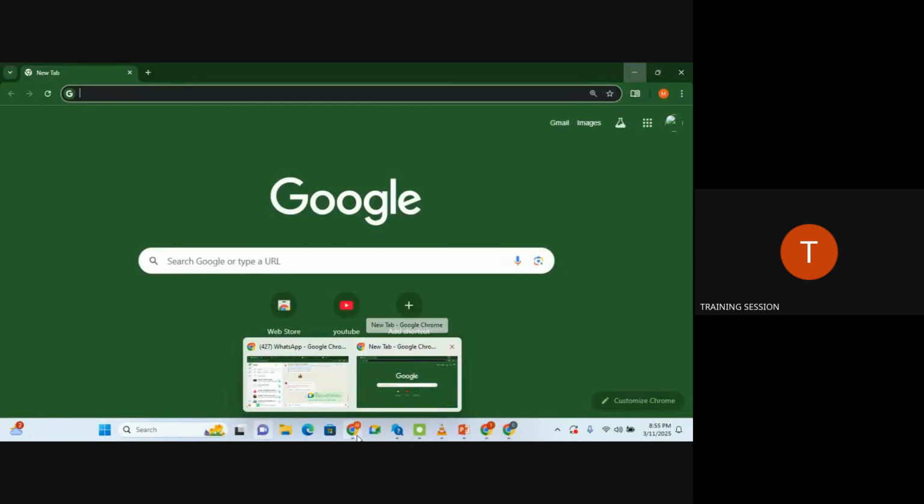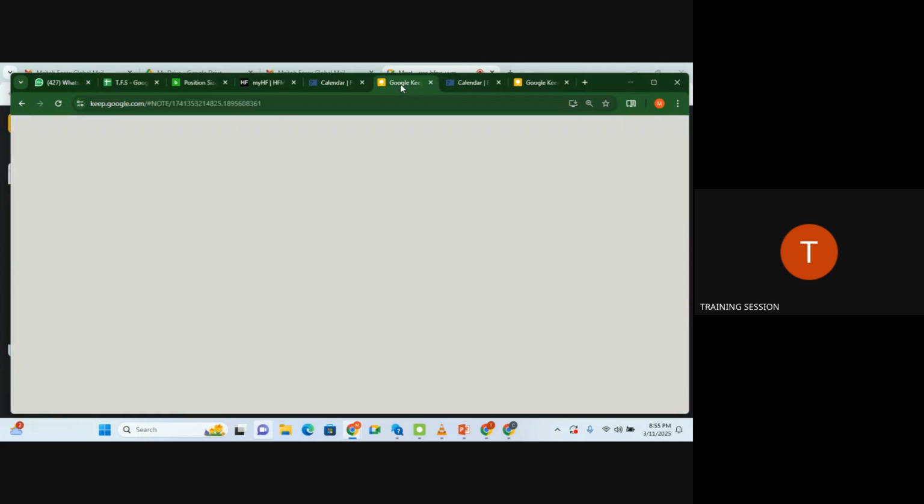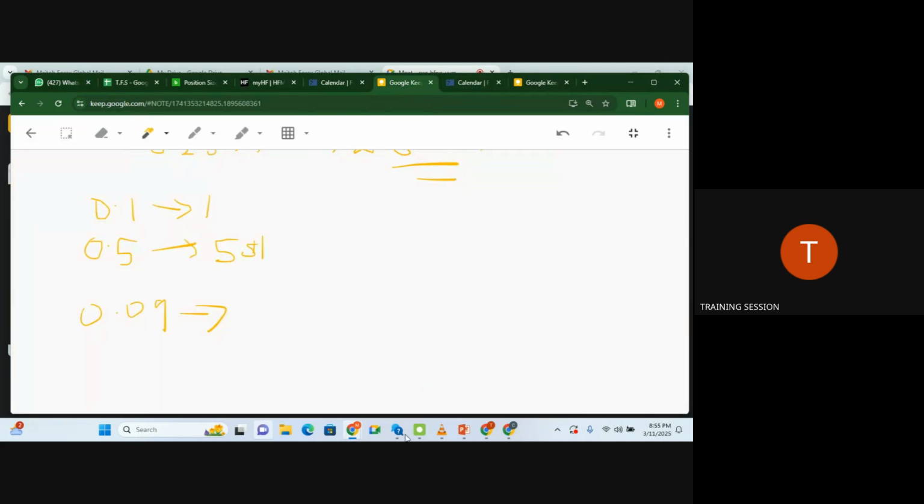Allow me just to share the whiteboard. The whiteboard is here. Confirmation if you're able to see my whiteboard now. If you can see the whiteboard, kindly confirm. Okay, yes. Now, we are covering what we call charts.